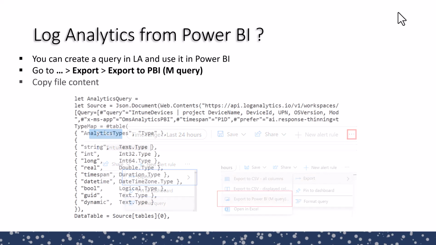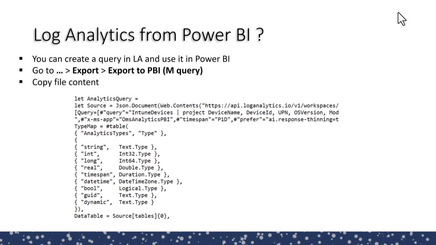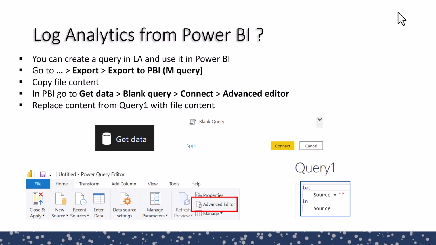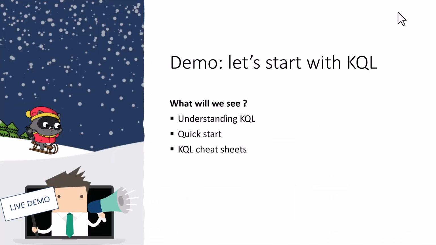This will save a text file on your computer and you will just need to copy content of the text file. Then go to your Power BI, go to Get Data, blank query, click on Connect, Advanced Editor, and replace the query one part and type the query you have copied from the text file. So now, let's start with KQL in demo.